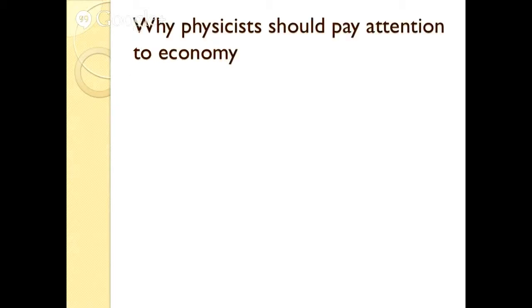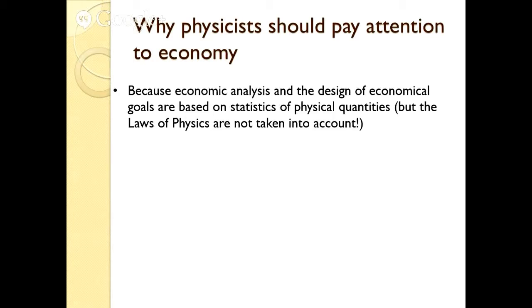So why should physicists pay attention to economy? Because all economic analysis and the design of economic goals are based on measuring some statistical physical quantities. Measuring things that you can touch, that are physical entities, things that have a real measurement in the world. Maybe the relation between these things is on the basis of human decisions, but they have real specific effects on the real world. But when they are designing these goals, as we're going to see, the laws of physics are not taken into account.